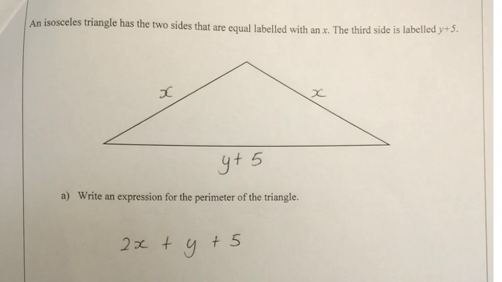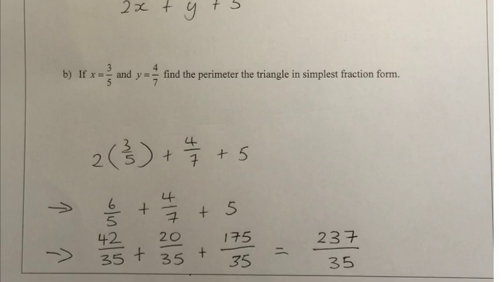Question 20. An isosceles triangle has 2 sides that are equal, labelled with an x. The third side is labelled y plus 5. I've drawn it on the picture of the triangle. So there's our 2 equal sides, the 2 x's, and then we've got y plus 5 at the bottom. Write an expression for the perimeter of the triangle. Well, we've got x plus x plus y plus 5, which equals 2x, because you can put them together, plus y plus 5. Now, if x equals 3 over 5 and y equals 4 over 7, find the perimeter of the triangle in its simplest fraction form.